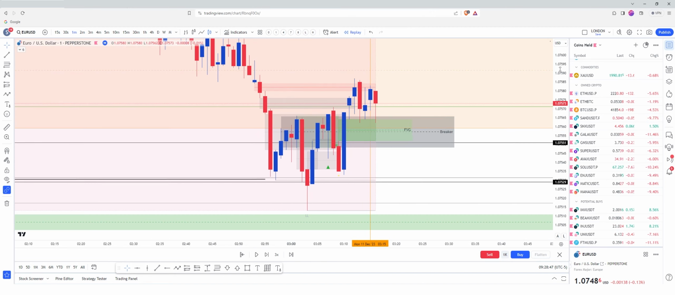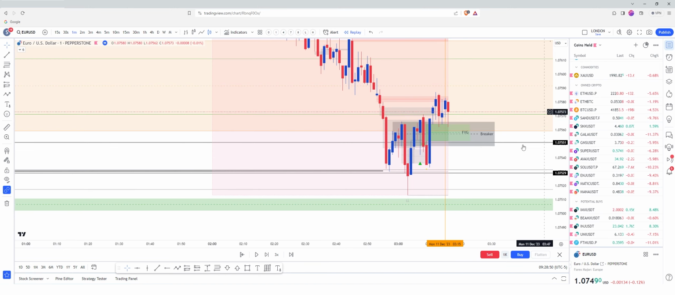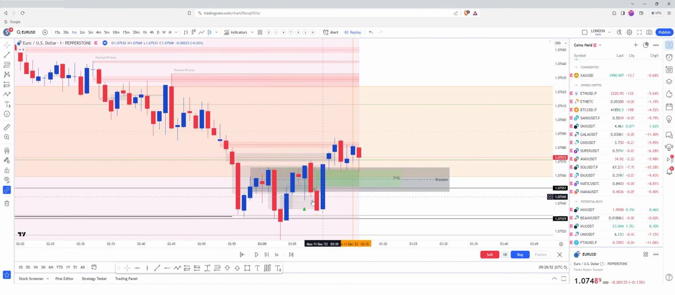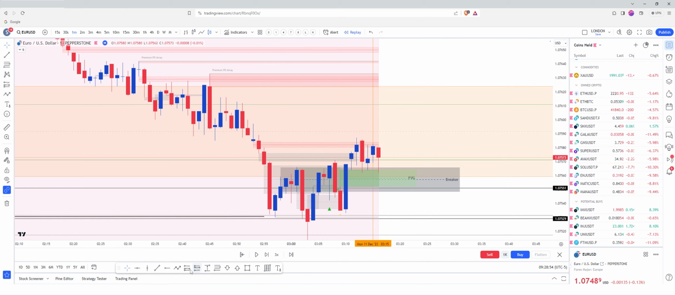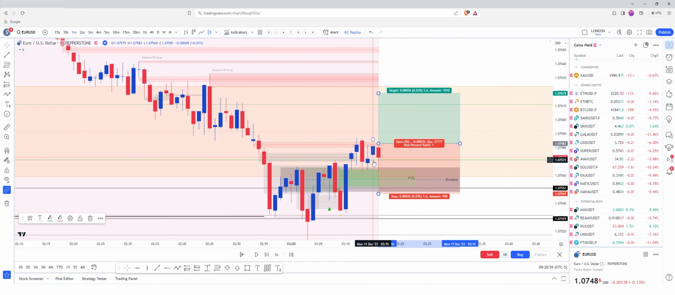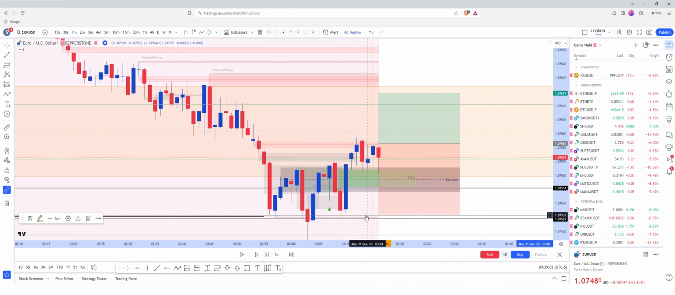Silver bullet hour. We do have liquidity above us. We've rebalanced the new week opening gap as well. We're into optimal trade entry. So I would be happy to take a trade at the break of this bullish candle's high. Stop loss is going to have to go below this low.